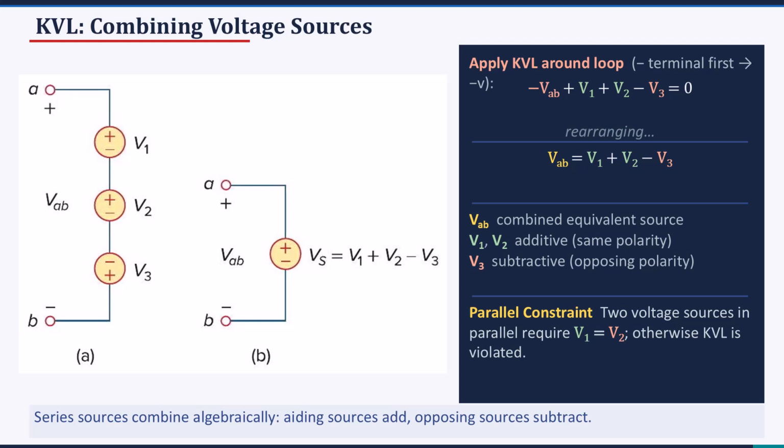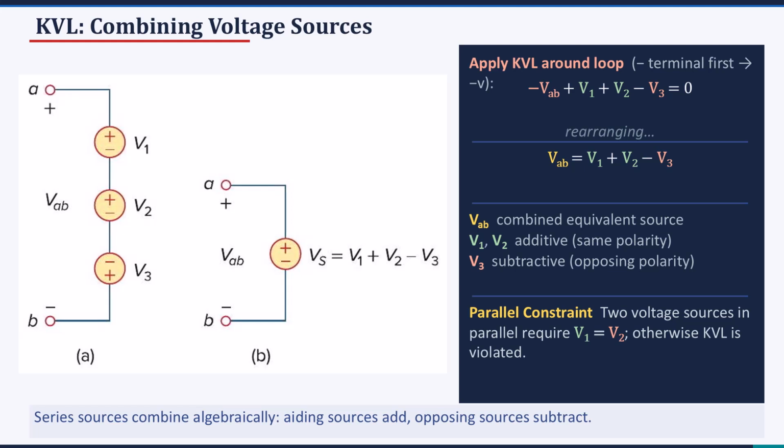This means when you have multiple voltage sources in series, you can replace them with one equivalent source. Sources of the same polarity add, and sources of opposite polarity subtract. Important note: parallel constraint. Two voltage sources of different values placed in parallel will violate KVL, because KVL demands that the voltage across two parallel elements must be equal. So two ideal voltage sources of different values cannot be placed directly in parallel. This is not physically realizable.